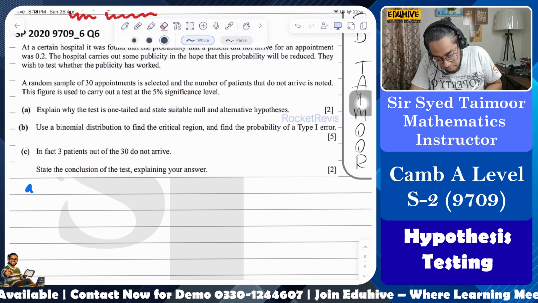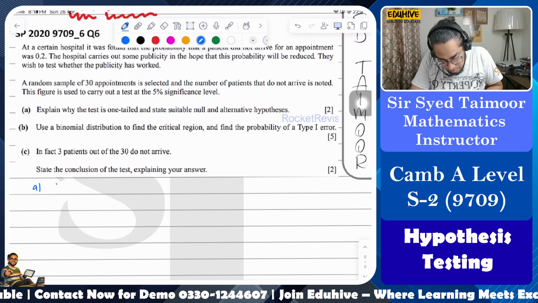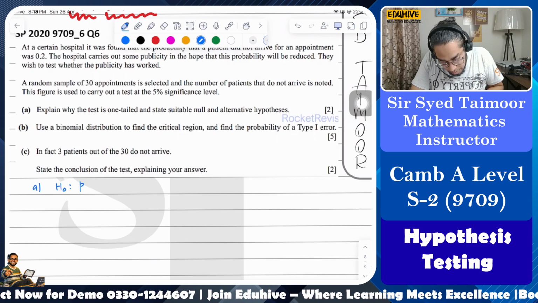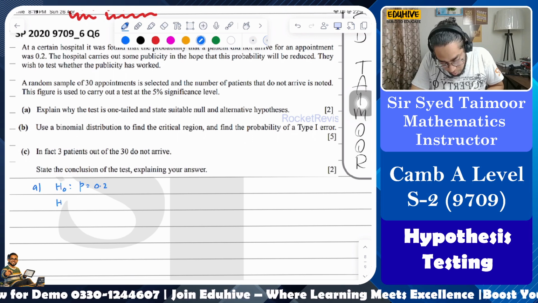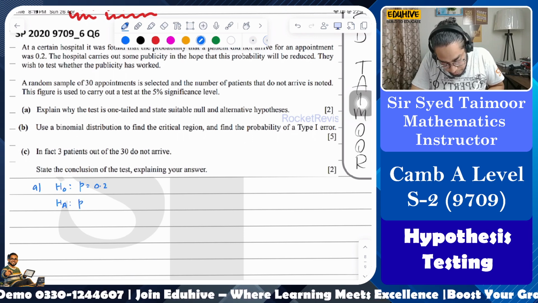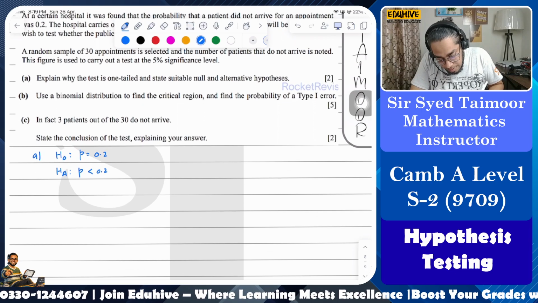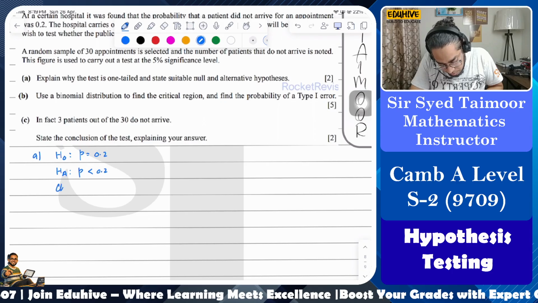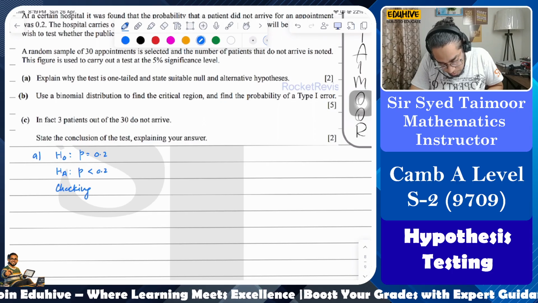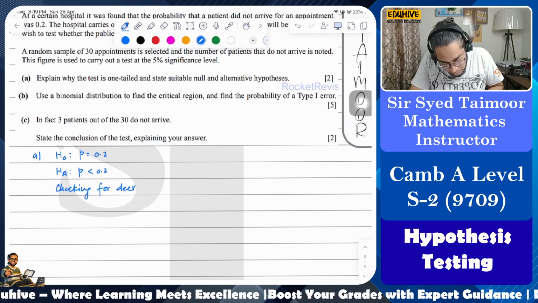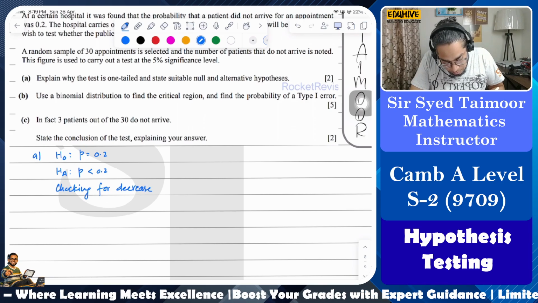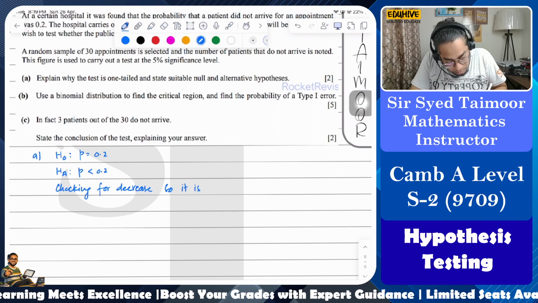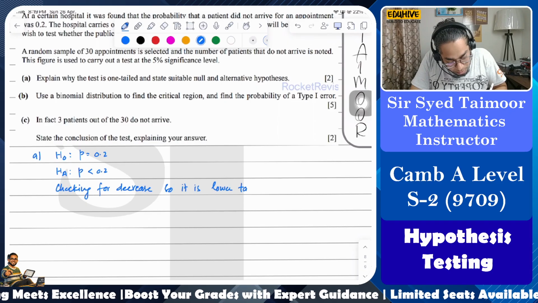It's one tail because they said it. So the null hypothesis should be that the probability will be 0.2 and the alternate hypothesis will be probability less than 0.2. Okay. And they are just checking for a decrease. This is a one tail test.